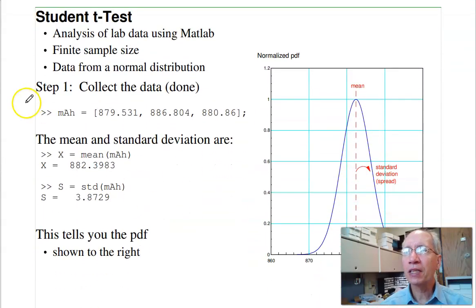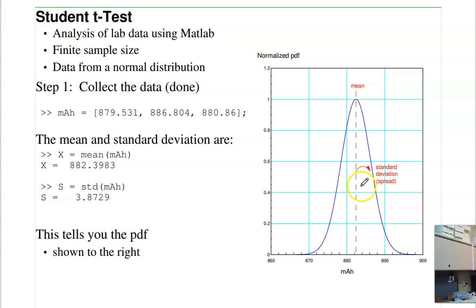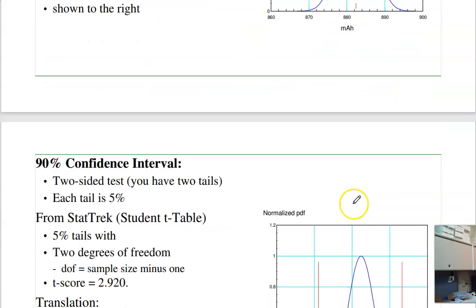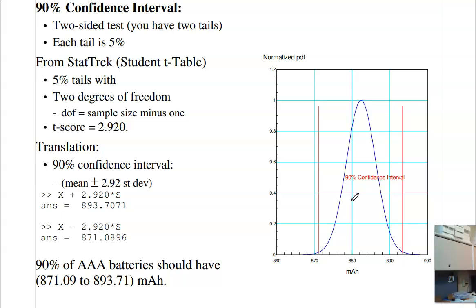Well, from the data, I can find the mean and the standard deviation, using your calculator, MATLAB, something like that. What this tells you is, assuming the data has the normal distribution, the mean is the average, and the standard deviation measures the spread. This is what the PDF looks like for AA batteries or AAA batteries based upon my data. If I want to find the 90% confidence interval, that's where you do a student t-test.